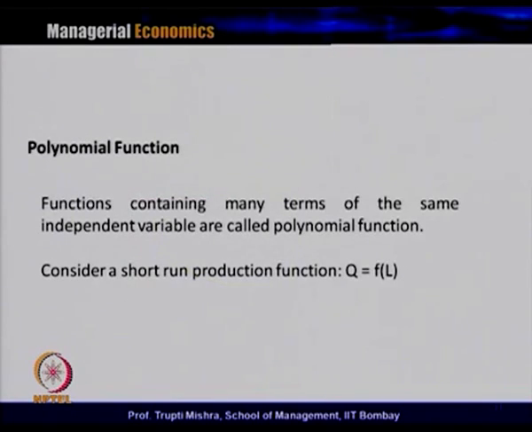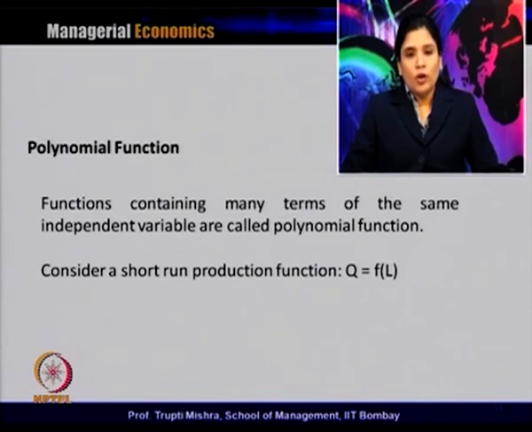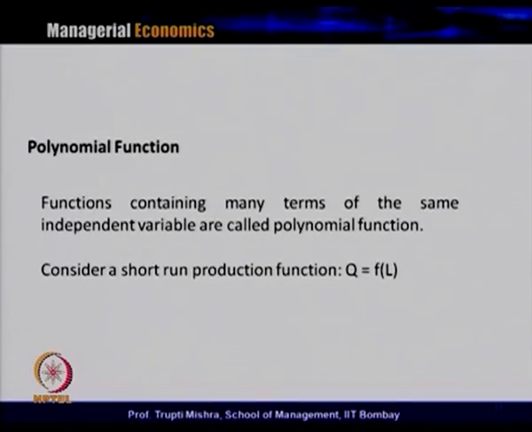The third kind of function generally used in economic analysis is the polynomial function. And what is a polynomial function? A function that contains many terms of the same independent variable is called a polynomial function. So we consider a short run production function here, where output is a function of labor, and output is represented as Q and labor is represented as L. So putting it in a functional form, Q is a function of L.